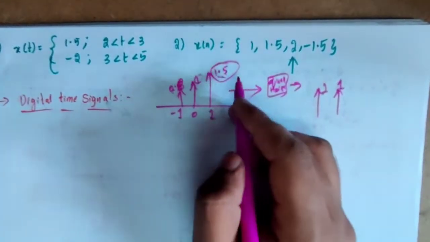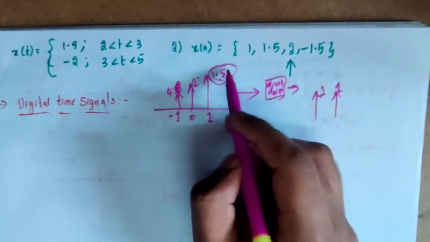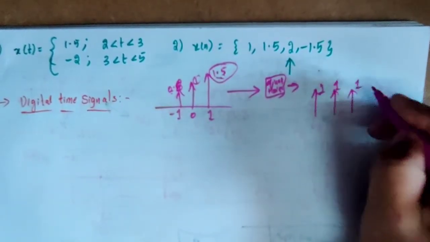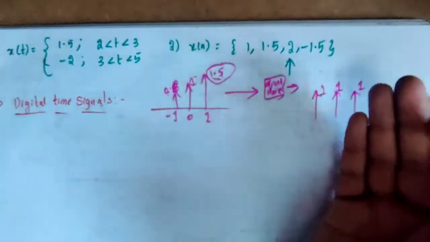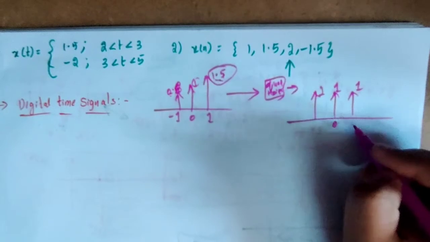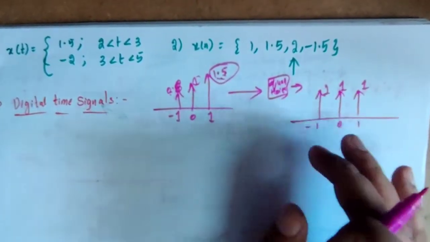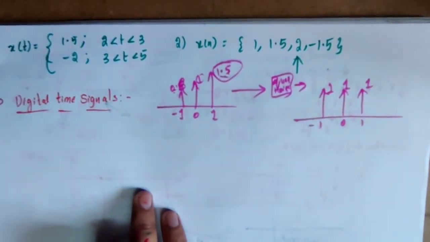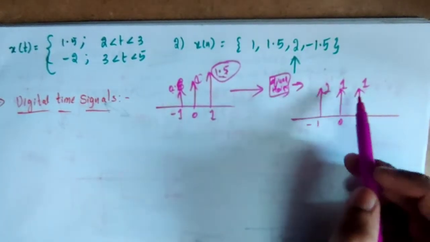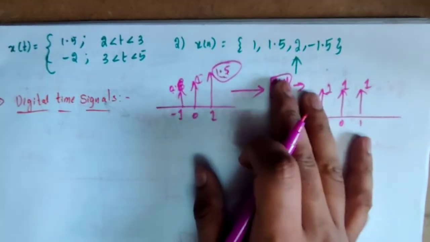Again 1.5 is not an integer value, it is some fractional value. After passing through the quantizer, this will be rounded off to the nearby integer. What is the nearby integer for 1.5? If it was 1.6, it would have been rounded off to 2. Since it is 1.5, it is rounded off to 1. So 0, 1, minus 1. These are known as digital signals. The signals whose time as well as amplitude are integer values are known as digital time signals. Whereas what are known as discrete time signals?